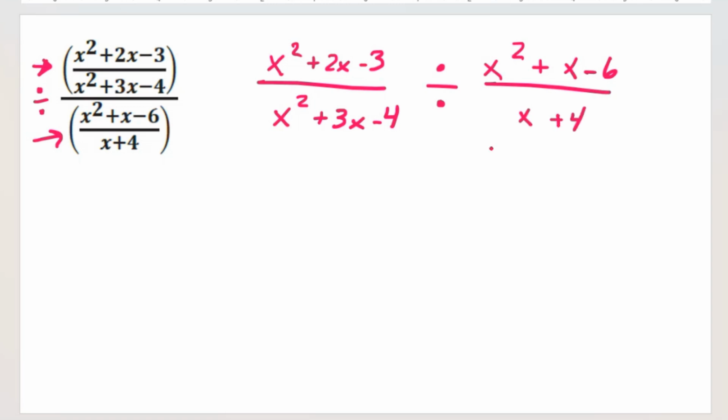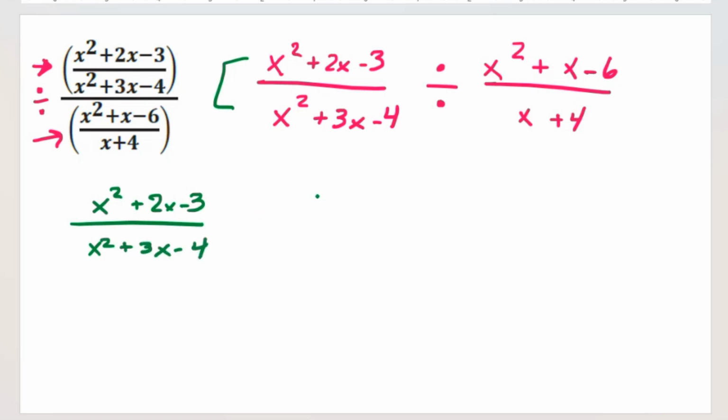And now we can go about it as we have been. And remember, we are going to be thinking some fried chicken here, and we are going to KFC the problem. So we keep the first fraction. We flip the second one. And then we change our sign. So instead of it being division, we are going to make it a multiplication problem.